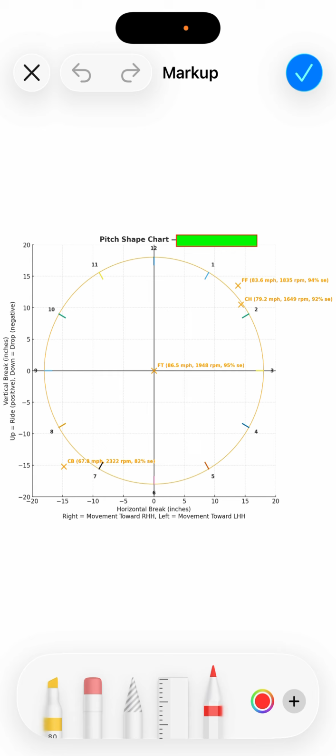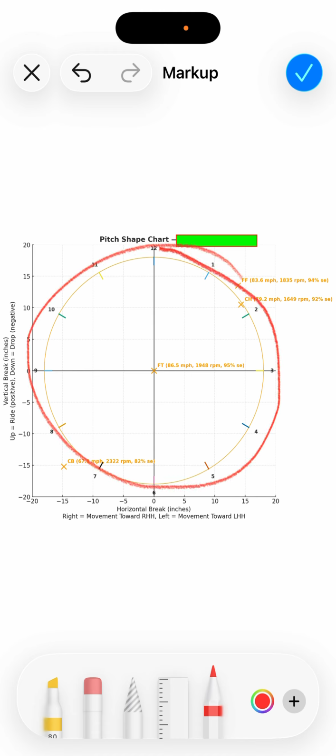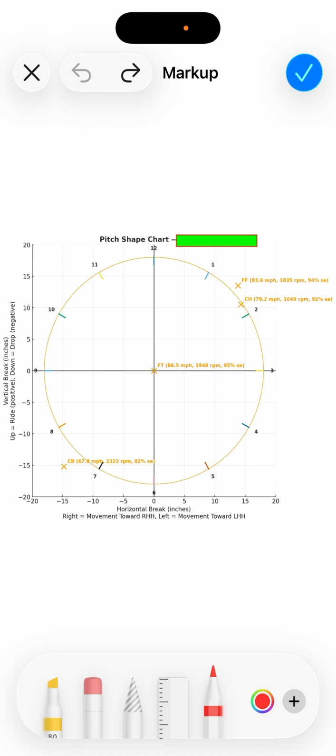General aspects of a pitch chart. I've removed this player's name just to keep it anonymous. On a pitch chart, I have a clock that's overlaid right here at the top, and I'm pulling all this data from Pitch Logic. I really like Pitch Logic, a great product to use if anybody needs anything on it.